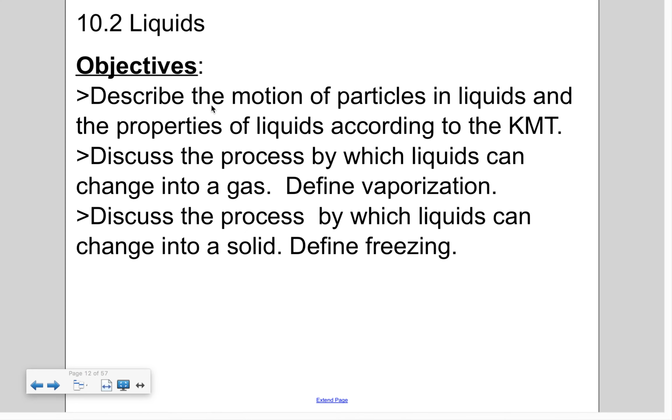Welcome back. Today I'm covering the second section of Chapter 10, dealing with liquids. So today's learning objectives: describe the motion of particles in liquids and properties of liquids according to the kinetic molecular theory, and then discuss the process by which liquids can change into a gas, basically define what vaporization is, and then finally talk about the other direction where liquids become a solid, basically define freezing.